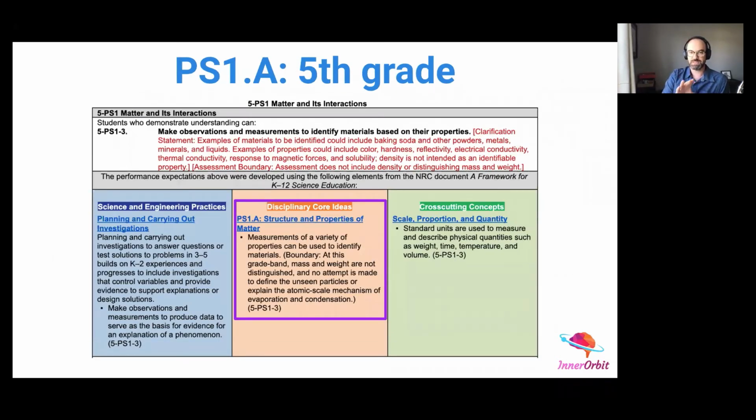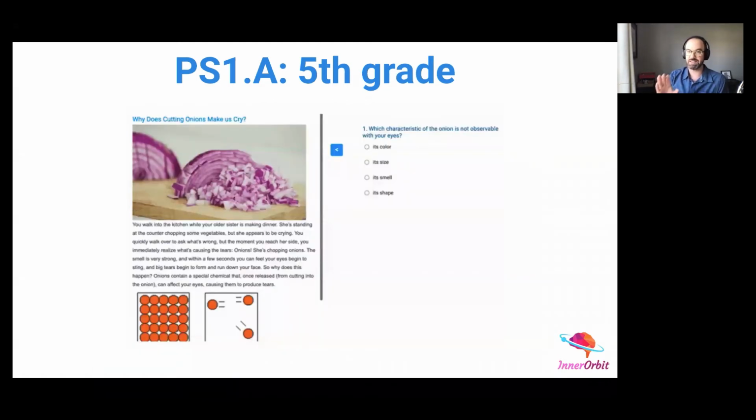For 5th grade, in PS1A, we want students to measure a variety of properties to identify materials. So our diagnostic question is going to get at properties of materials. So which characteristic of this onion is not observable with your eyes? So why does cutting onions make us cry is one of our phenomena, and we have much more complex questions. But at the very beginning, we want them to identify characteristics. We want them to identify traits, parts of the onion that's not observable. So if they can identify those things, then they're well equipped to go into the more complex questioning later on.